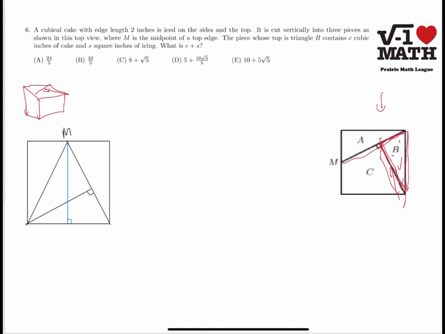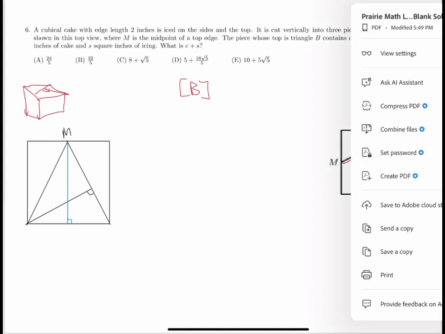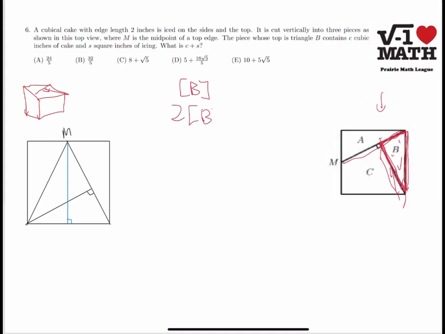Now, notice that we can simplify this to just an expression in terms of the area of B. If we let [B] be the area of B, then the volume is just 2 times [B], because this is the volume that B is on top of, and the other dimension of the cake has length 2. So it's 2 times the area of B, which is the volume. So our total is basically 3 times the area of B.